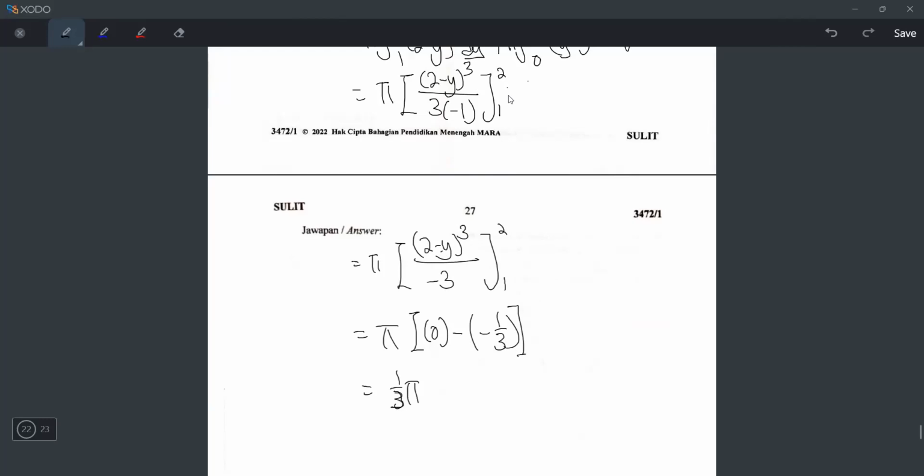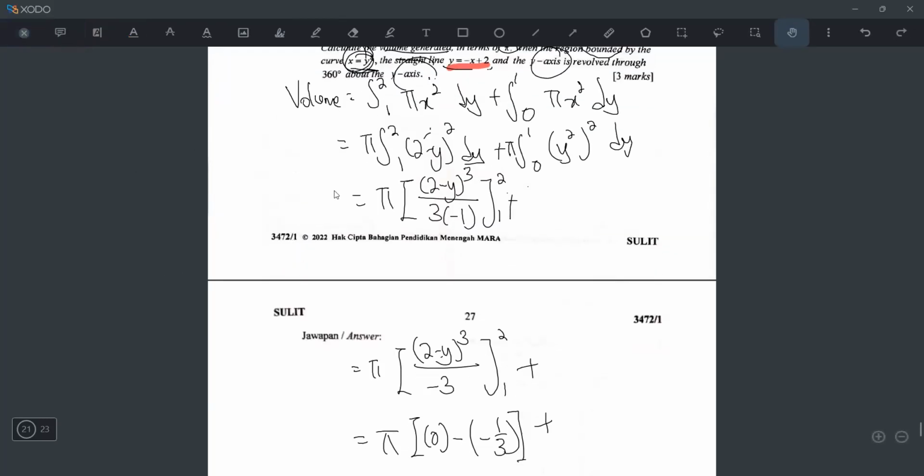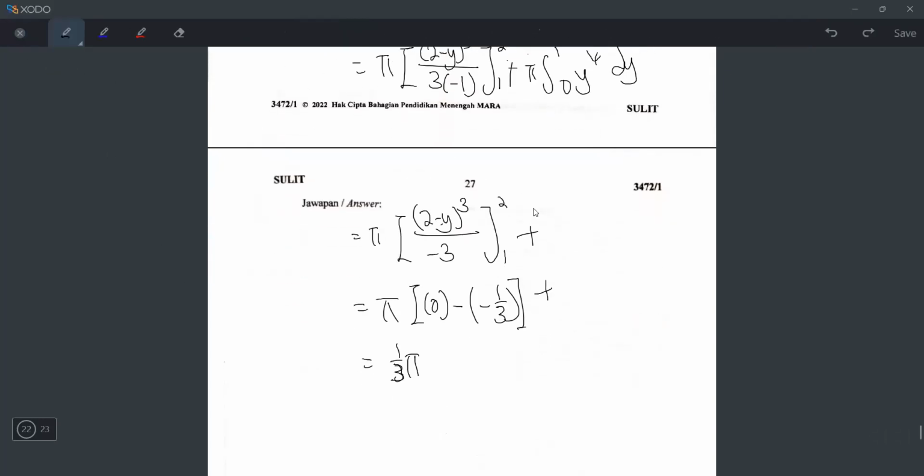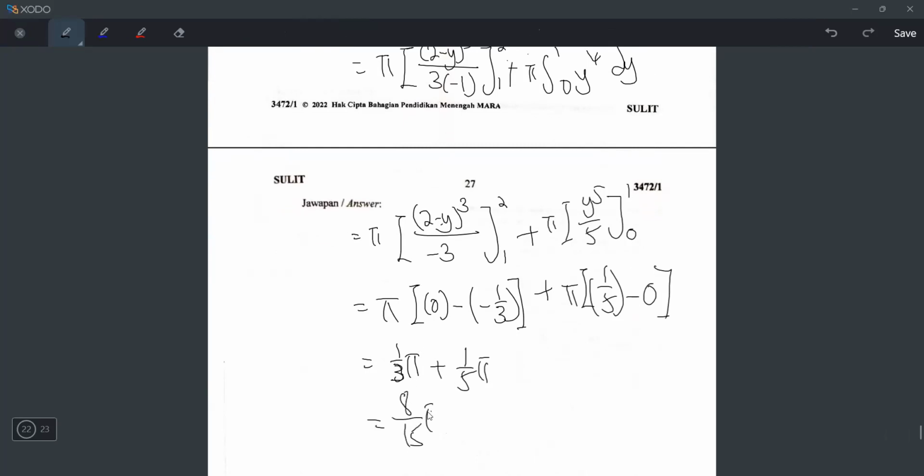But of course, this is not your answer. You still have to add the other part, this one, right? But this one, if you want to integrate, you will make the y power 2 power 2 into y power 4, and then only continue by integrating y power 4, which is y power 5 over 5, and then 1, 0. And then now you take the pi and substitute 1 inside. 1 power 5 is 1, so 1 over 5. And then minus substituting 0. 0 power 5 is 0, 0 divided by 5 is 0. So you just add 1 over 5 pi. So the answer will be 1 over 3 plus 1 over 5, which is 8 over 15 pi. But it's units cubed because it's volume, right? So that's how you do it.